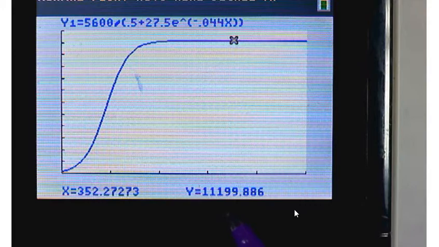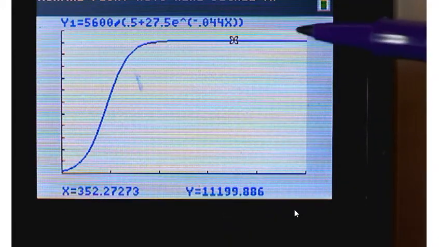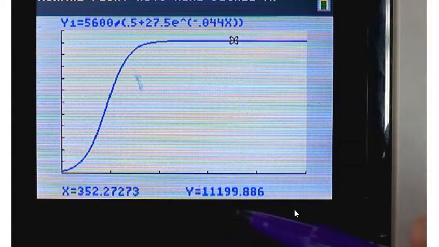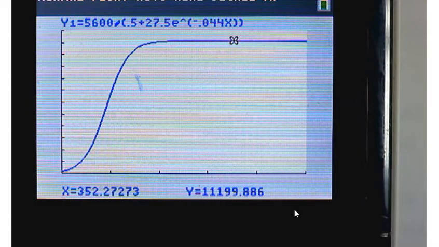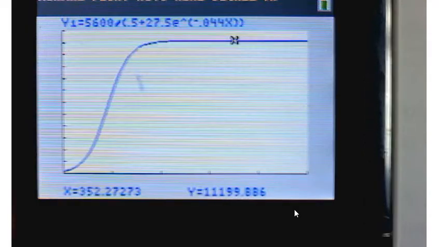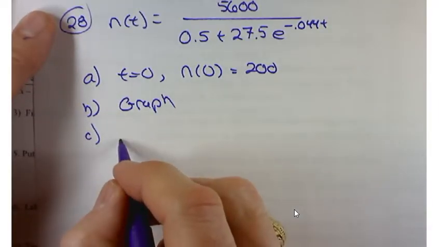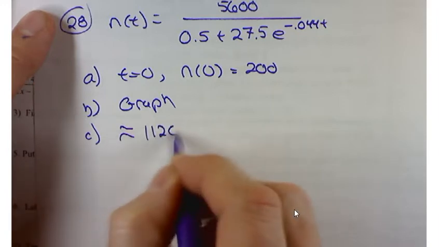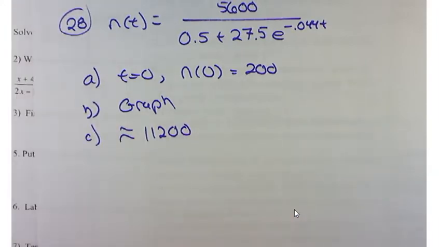What's it getting close to? Not 12,000, because that's the top of this. 11,000 what? About 11,200. So that's kind of like the limit here. So approximately 11,200. That's the limit of this population. It's like, okay, they've used all their nesting territory. They're not going to get any bigger. That's what's going on there.